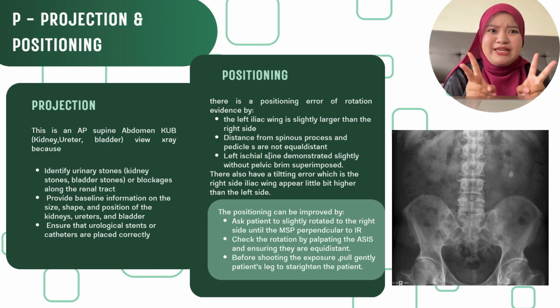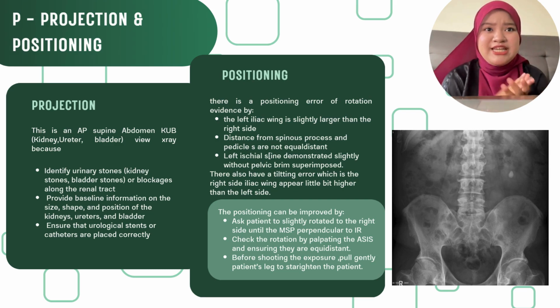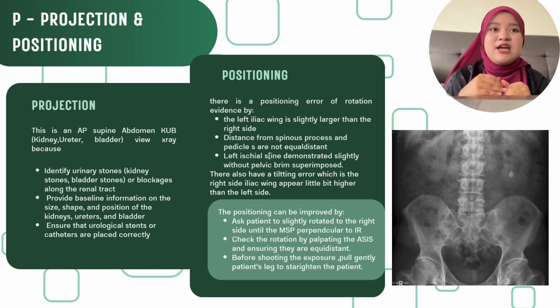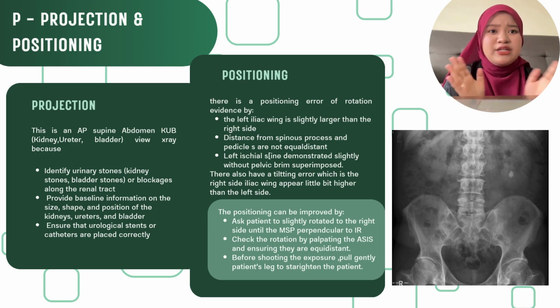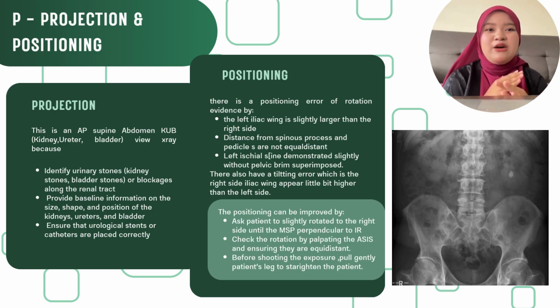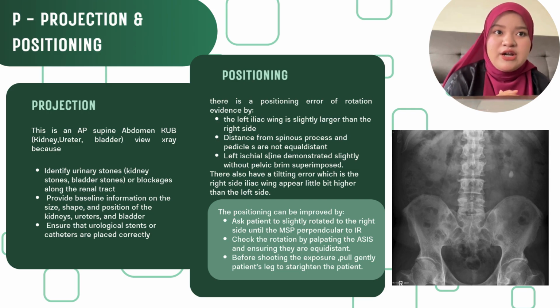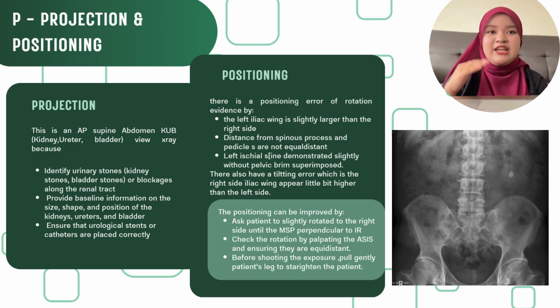For the second P, we have the positioning. There is a positioning error of rotation, evidenced by the left iliac wing being larger than the right side, and the distance from the spinous process to the pedicle is not equal. The left ischial spine is also demonstrated slightly without pelvic bone superimposed. There is also a little bit of tilting error, where the right side iliac wing appears a little higher than the left side.